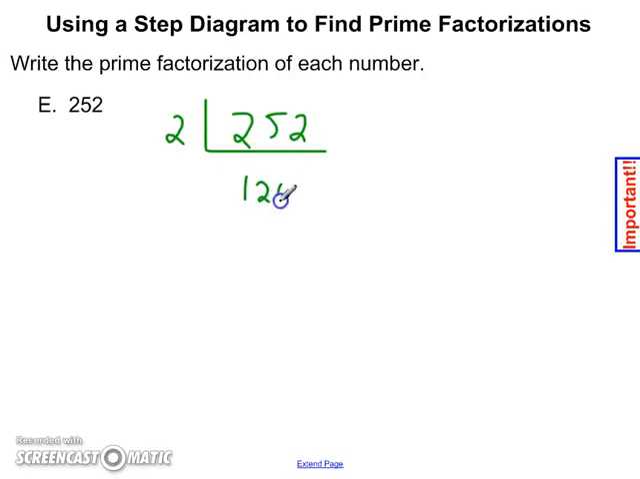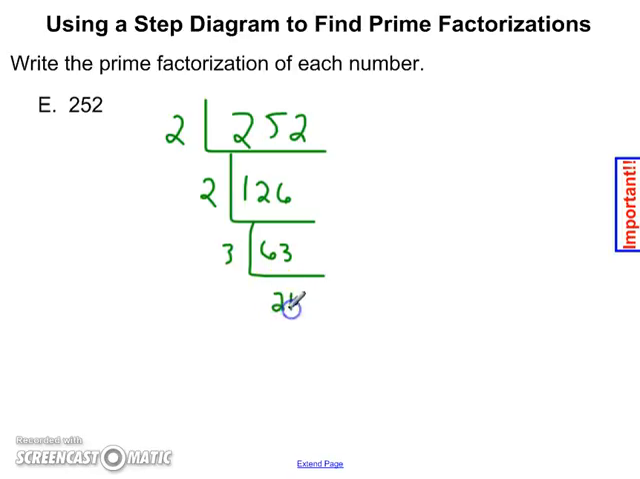That's 126. Okay? And then I have to try to figure out, well, what prime number goes into 126? Well, it's an even again. So I'm going to divide this now by 2. That leaves me with 63. Okay? Well, what prime number goes into 63? Well, in this particular case, I know that 63 divides by 3. So I'm going to divide 63 by 3, and that gives me a solution of 21.